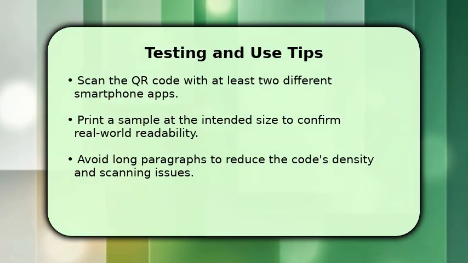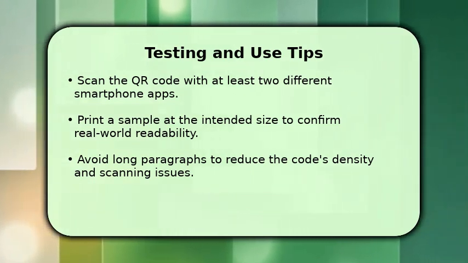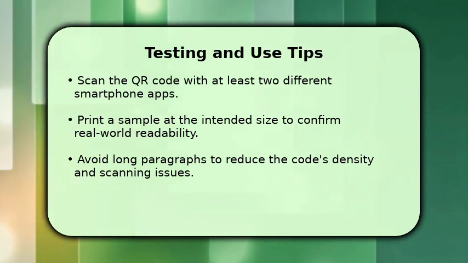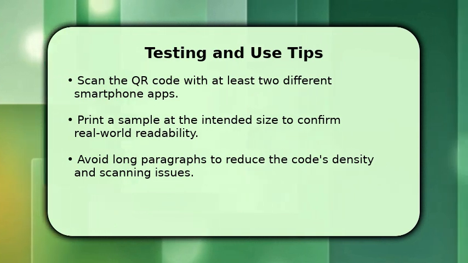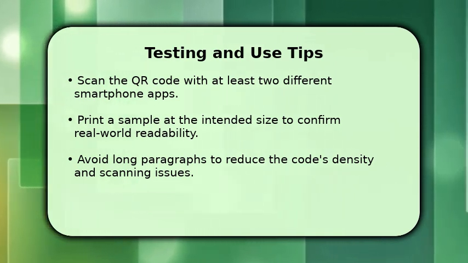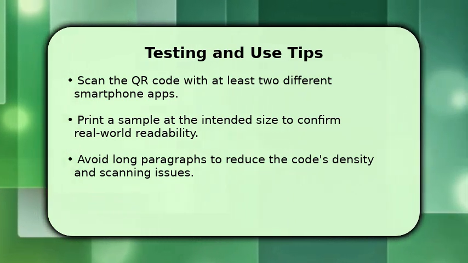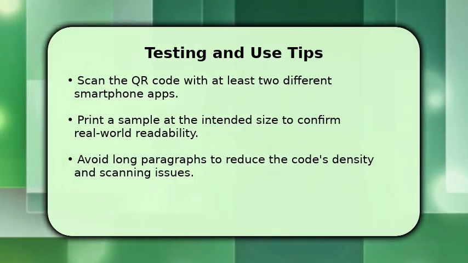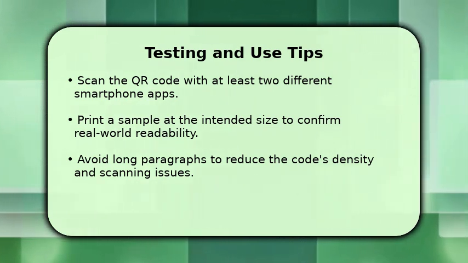After generating your text QR code, scan it with multiple smartphone apps to ensure consistent results and confirm the exact text appears. Print a small test at the size you plan to use to check contrast and clarity under real conditions. If you need to share long content, consider linking to a document instead to keep the QR code sparse and easy for every scanner to read quickly.